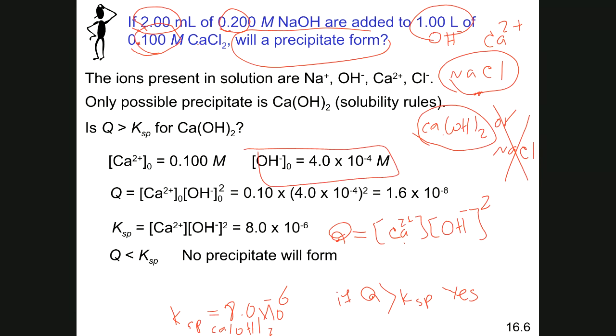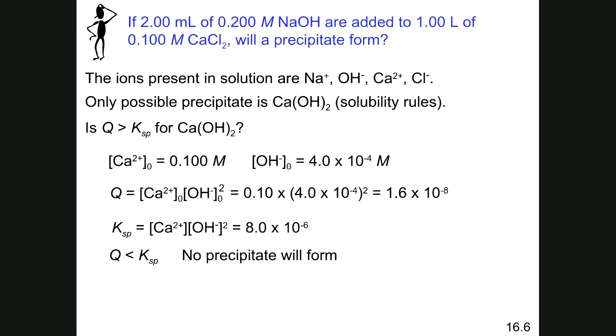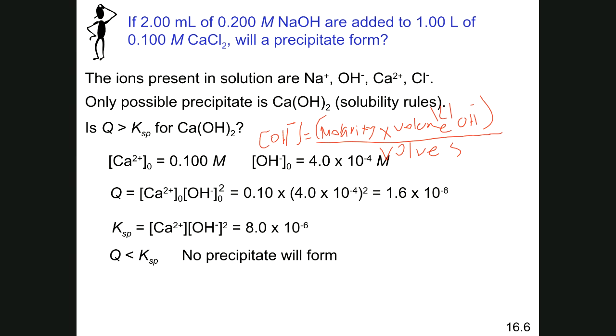We want to find the concentration for OH. Concentration for OH minus equals molarity times volume of OH minus, divided by the volume of the solution. This is going to be in liter. Volume of the solution, which is the 1 liter in this case.